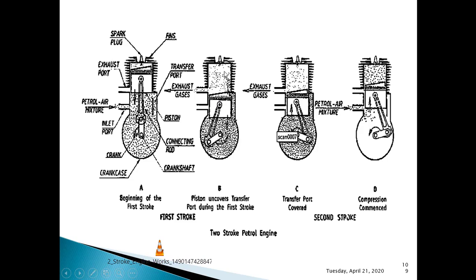The process of removing the exhaust gases from the engine cylinder with the help of fresh charge is called the scavenging process. Yes, this you need to write for the first stroke, or you can call it the downward stroke. Next, let us move to the second stroke, or upward stroke.